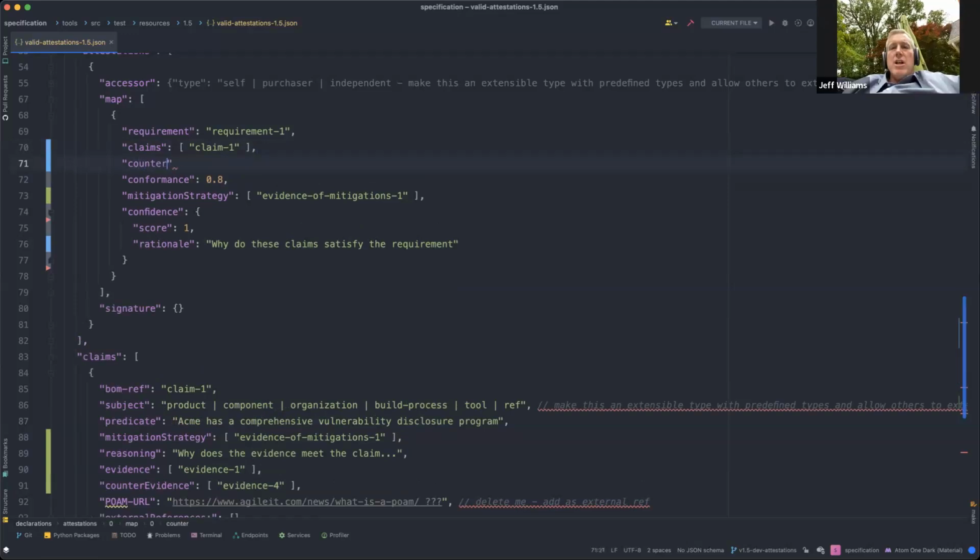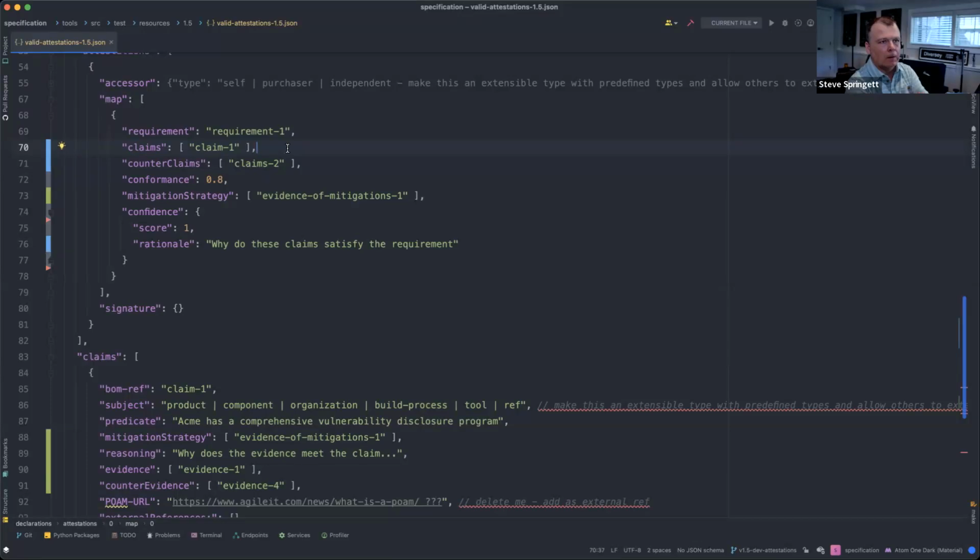So the structure here is a requirement has claims and counterclaims and some rationale that ties them together. And then claims have evidence and counter evidence and the rationale that ties them together. Yeah. So that it's different nouns, so people don't get confused, but it's the same general structure. I think that totally works. And we're keeping it isolated very elegantly by the roles who are accessing the different areas as well. Okay.